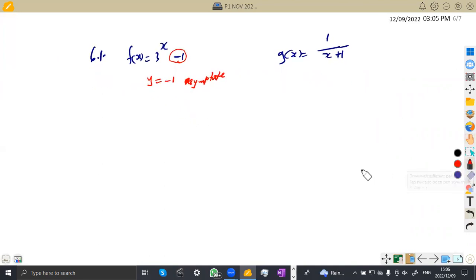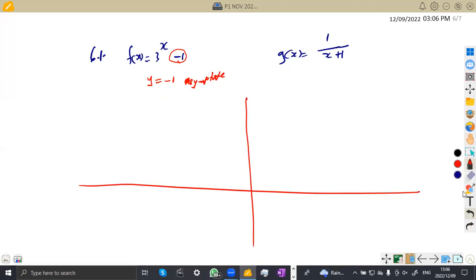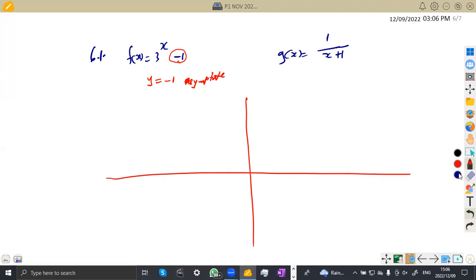So we shall have something of this nature. Something like this. I'm just going to indicate my x here, my y here. That's 0, 1, 2, 3, 4, 5, 6, and -1, -2, -3, -4, something like that.